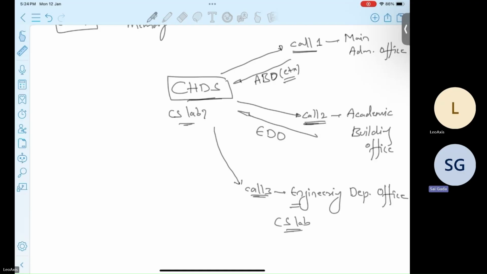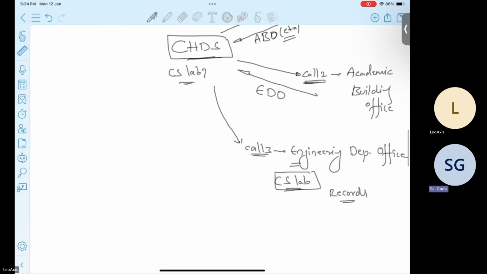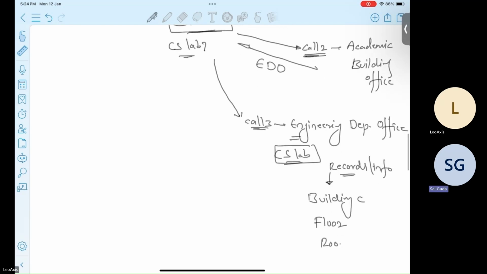Now the engineering department office says, "Yes, you had approached right. We have the records of the CS lab. Let me provide the records." We have this information, and we kept these records of the CS lab. It is located in building C, floor 2, room number 204. This is the record we had maintained.